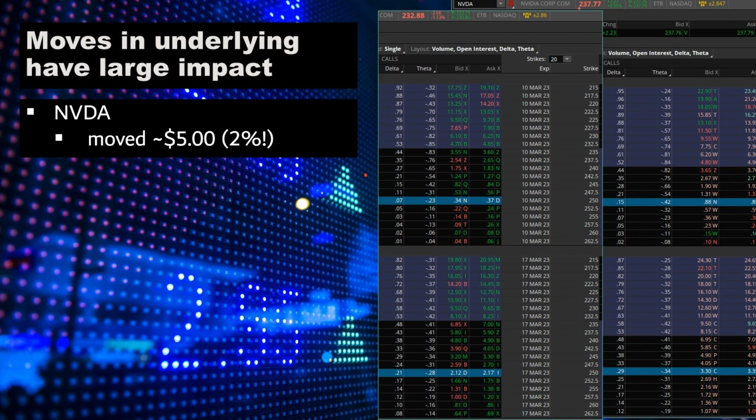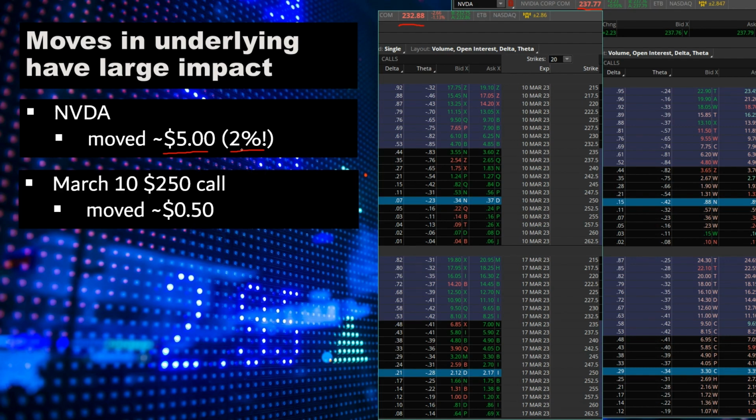Unfortunately, today there was an outsized move in NVIDIA. So let's take a look at it. At the time I took the original screenshot, NVIDIA was about 237. And at the close, NVIDIA was around 232. So that's a move of about $5, which is 2%. A 1-day move in a stock of 2% is pretty large. NVIDIA is a pretty volatile stock, so it's not so uncommon, but still it's a large move. So let's see how it affected the option prices.